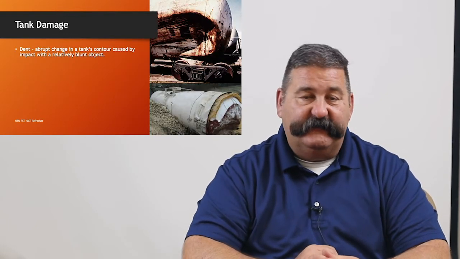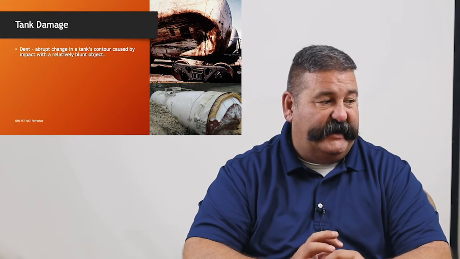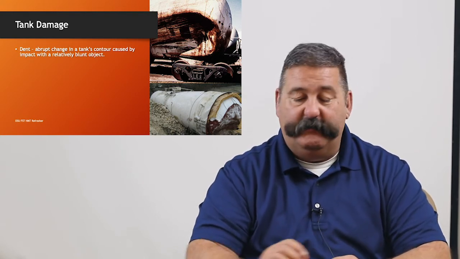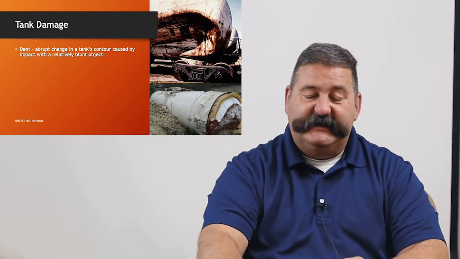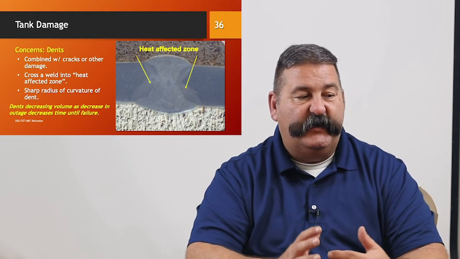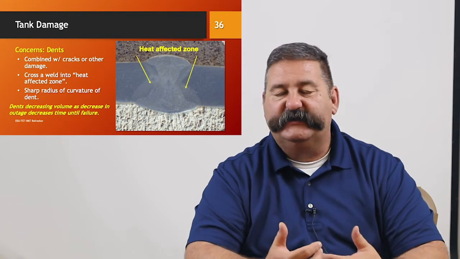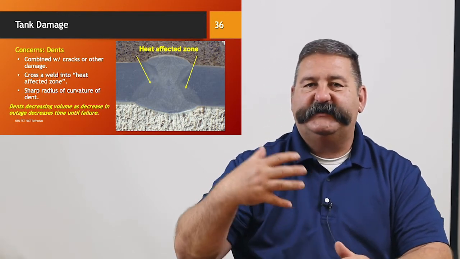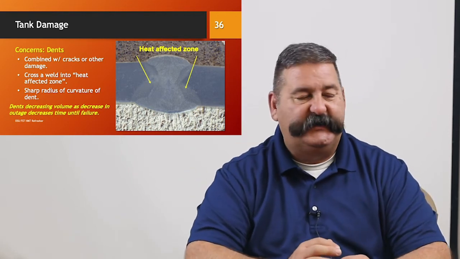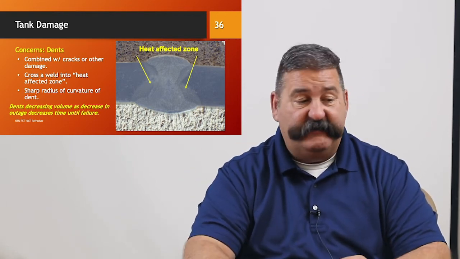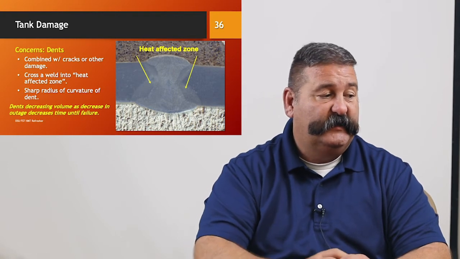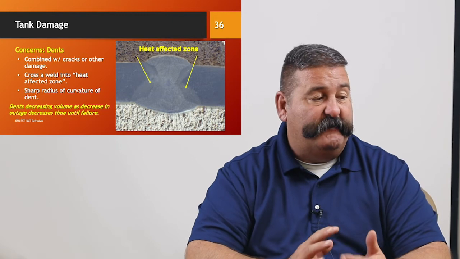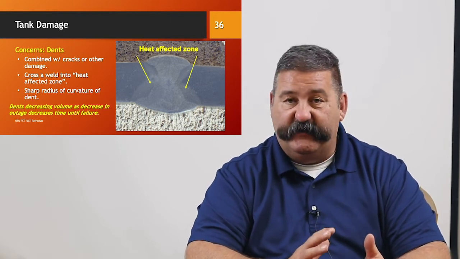If you've got a dent, like for example in these pictures here, I've got an abrupt change in the tank's contour caused by impact with a relatively blunt object. When you go back and look at these, you can see what happens, as I mentioned earlier: when we push into that container, we're actually taking away from the expansion space on this particular type of product. This one is a liquefied gas in both of these pictures. Some concerns we have when it comes to dents: if you combine it with a crack or another damage, it can be a real problem.